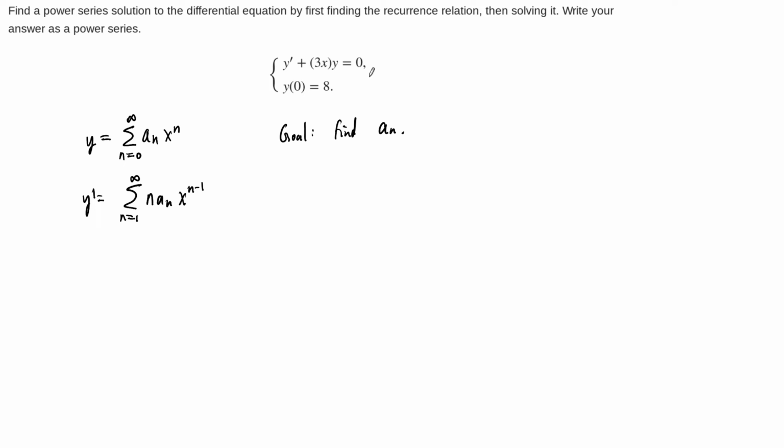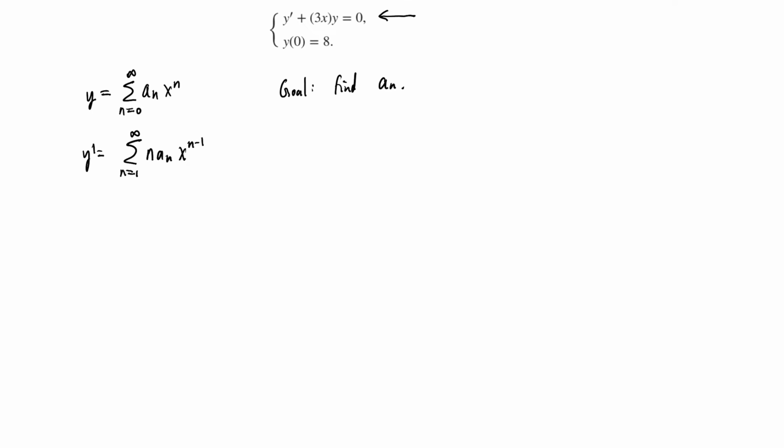The next stage is to plug these two formulas for y and y prime into the formula for the differential equation. Here's what we get. Y prime plus 3x times y becomes, replacing y prime first, the sum, n from 1 to infinity, of n times a sub n, x to the power n minus 1, plus 3 times x times the sum, n goes from 0 to infinity, of a sub n, x to the n, and this whole thing should equal 0.